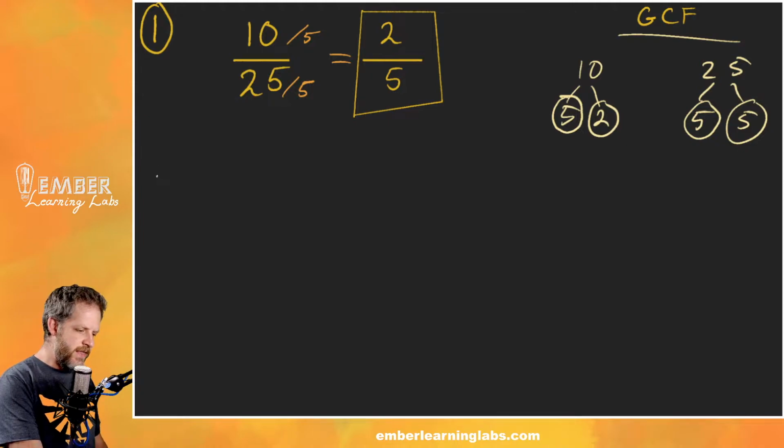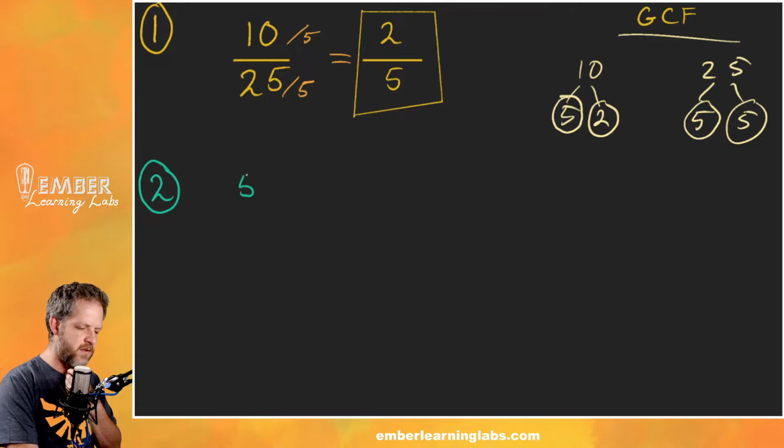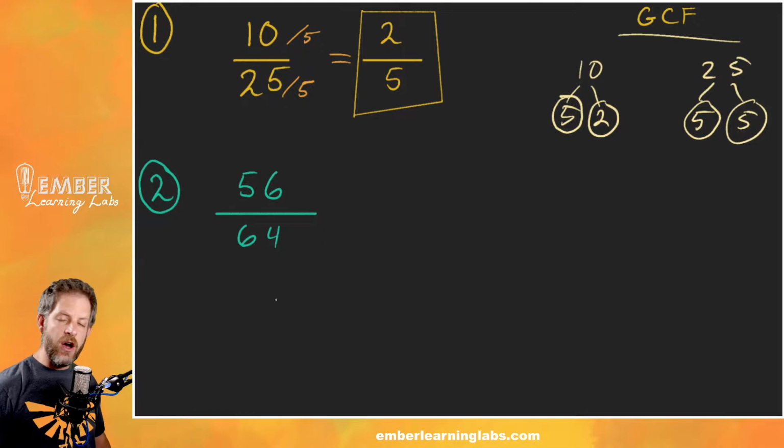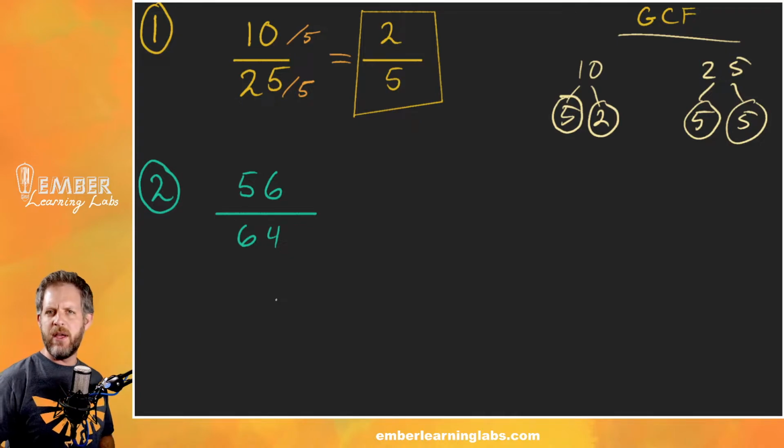Let's do another one. This one we're going to do a little bit bigger. We're going to use some numbers that are a bit bigger. I'm going to change my colors so it's easy to see which problem we're doing. There we go. Number 2, let's do 56/64ths.